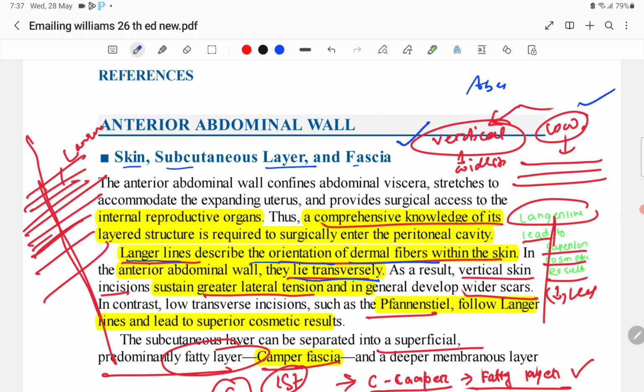If you give a vertical incision, it will sustain greater lateral tension, and that will lead to a wider scar. The second thing, compared with the vertical incision, is the low transverse incision, which follows the Langer's line. Because it follows the Langer's line, it causes less tension on the wound, and that will cause superior cosmetic results.